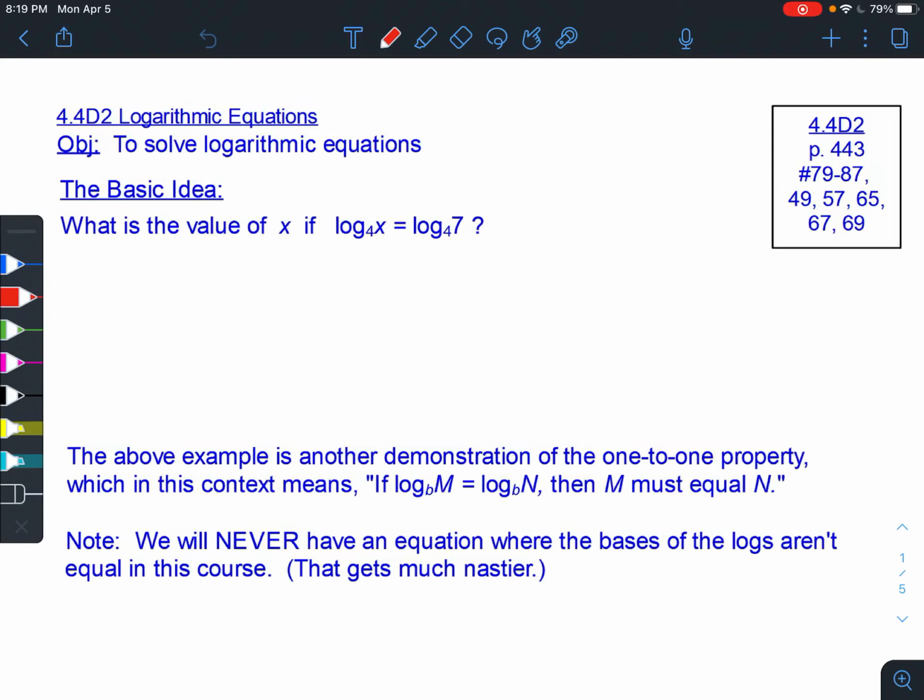All right, welcome back. We're at 4 day 2, log equations. We're going to be solving log equations. Big shocker there. Okay, now the basic idea behind this is, here we go.